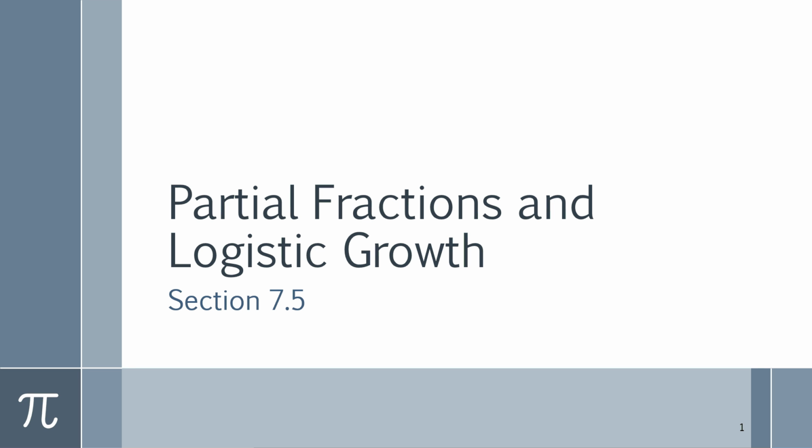We've talked about how to undo chain rule with integration by substitution, or u-substitution. We've talked about how to undo product rule by integration by parts. We now need to discuss how we undo quotient rule. And that's going to use a process called partial fractions.